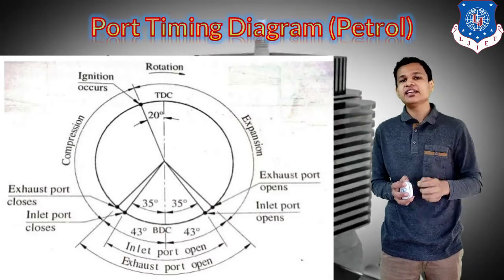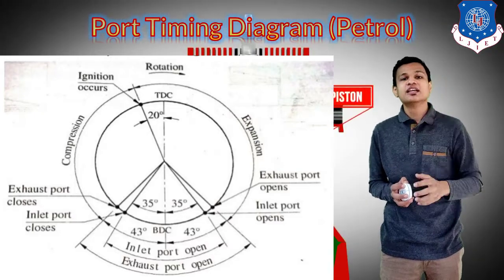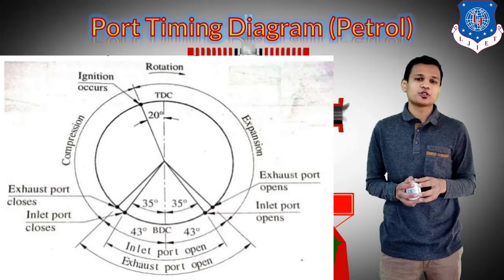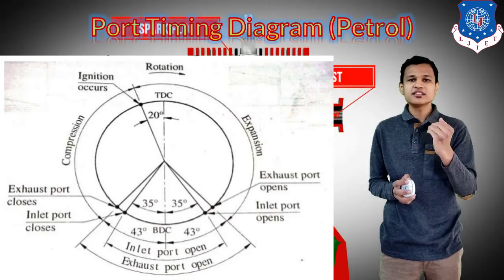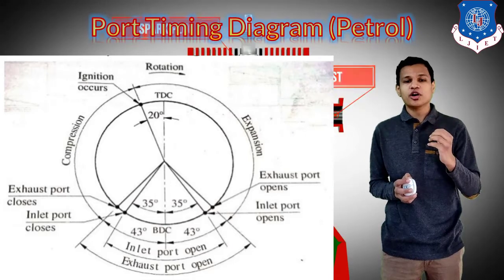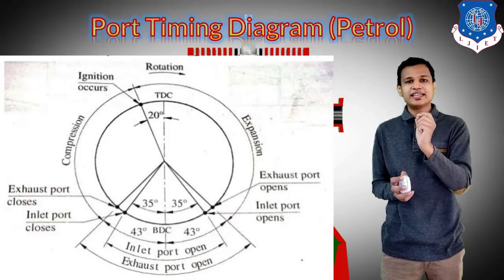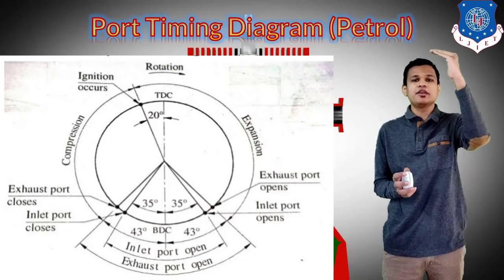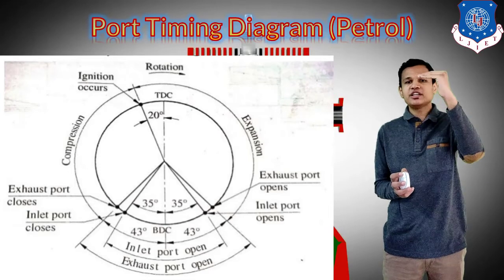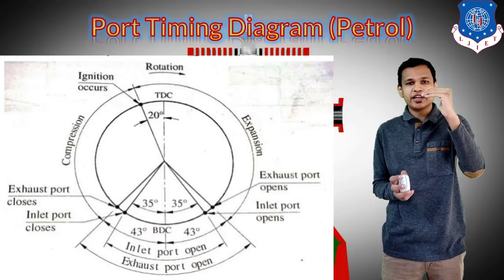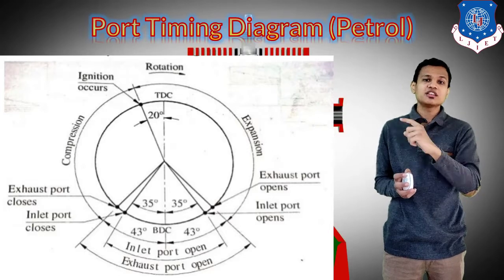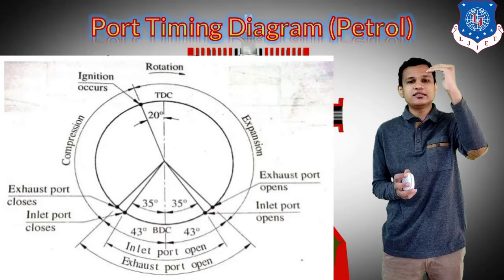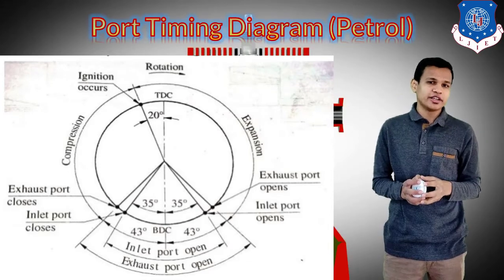Right. So on the screen right now, you can see the port timing diagram with the actual angles which are used when the transfer port and exhaust port open and close. In this graph, you can see that the transfer port is opened 35 degrees of crank rotation before piston BDC, which means when the piston is coming from TDC to BDC, 35 degrees before, the transfer port is open. Same after 35 degrees of the piston BDC, which means when the piston is going from BDC to TDC, after 35 degrees, the transfer port is closed.